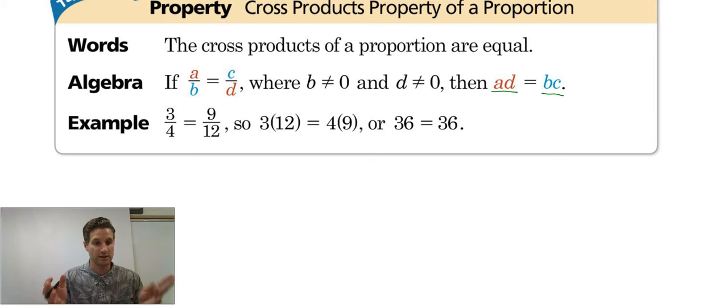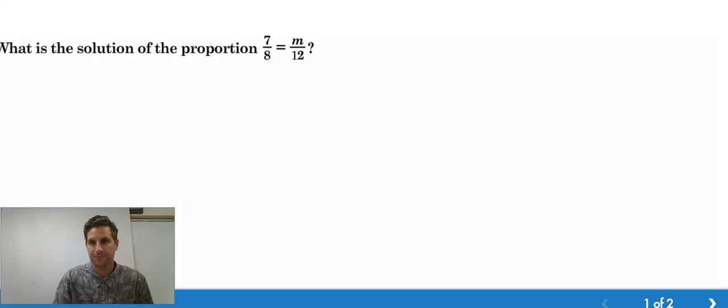So let's take an example besides this one and go ahead and do it, but please make sure you write that down. Okay, here's our first example, number 1. Write this down. What is the proportion of 7 over 8 equals m over 12? So what we're going to do is we're going to use cross products. You might have seen the teacher do this before. This is kind of like maybe the butterfly method, but it's essentially just multiplying across.